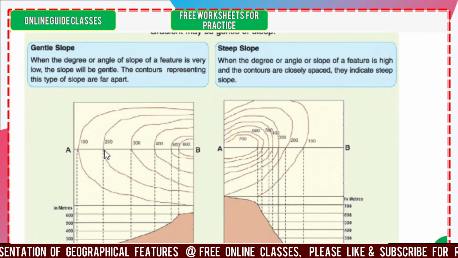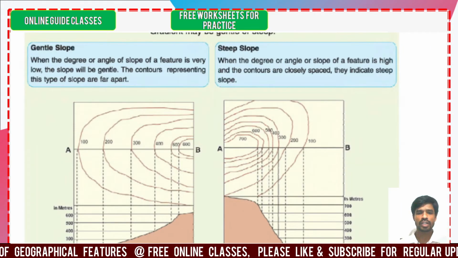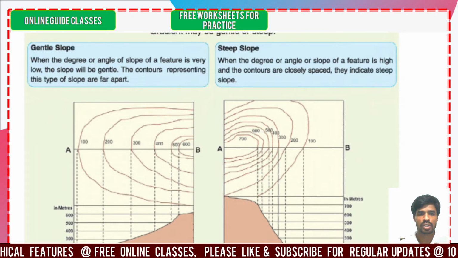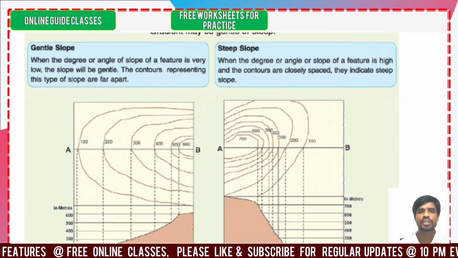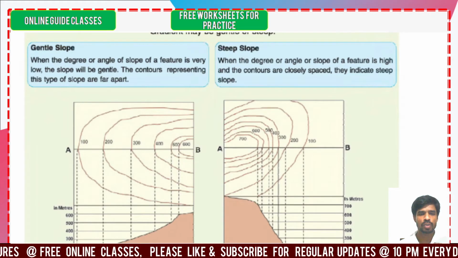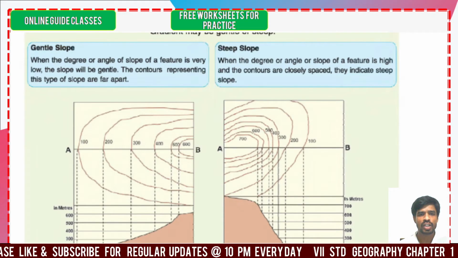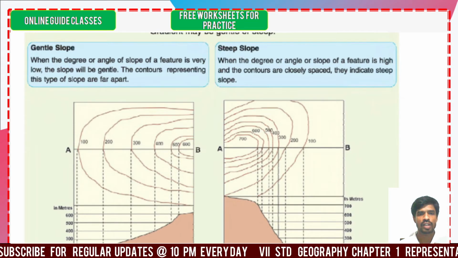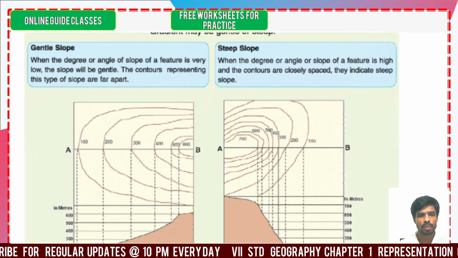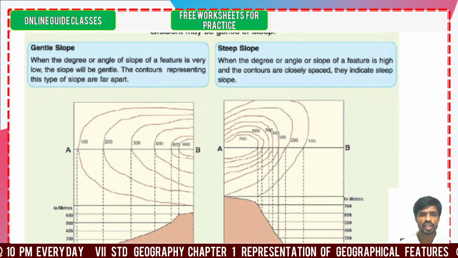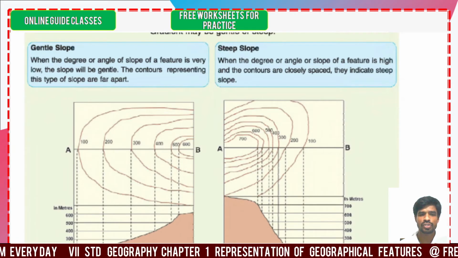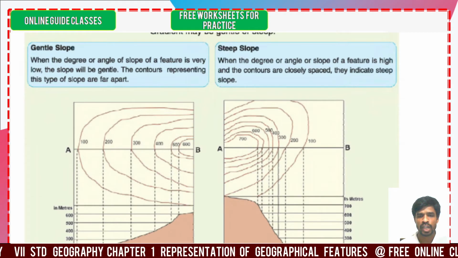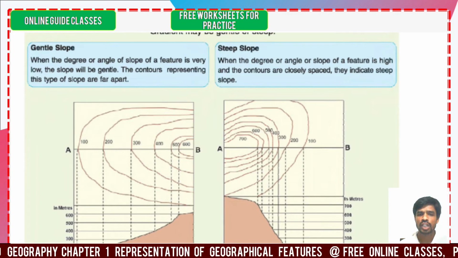Let's go to the next topic, that is types of slopes. There are 2 types of slopes: one is gentle slope and the other one is steep slope. What is the meaning of gentle slope? When the degree or angle of the slope of a feature is very low, the slope will be gentle. The contours representing this type of slope are far apart. When the lines are far apart, there will be a gentle slope, whereas when the lines are closely spaced, that means there is a steep slope.